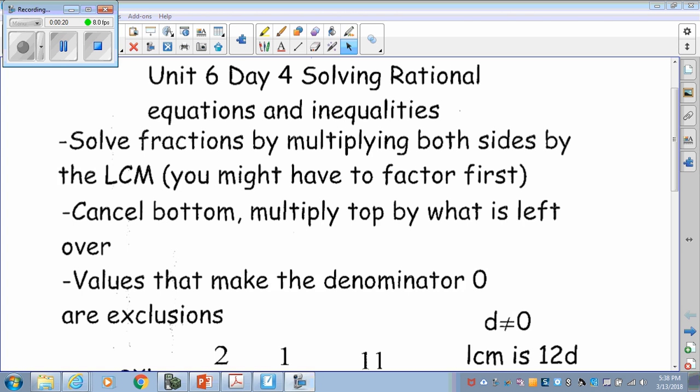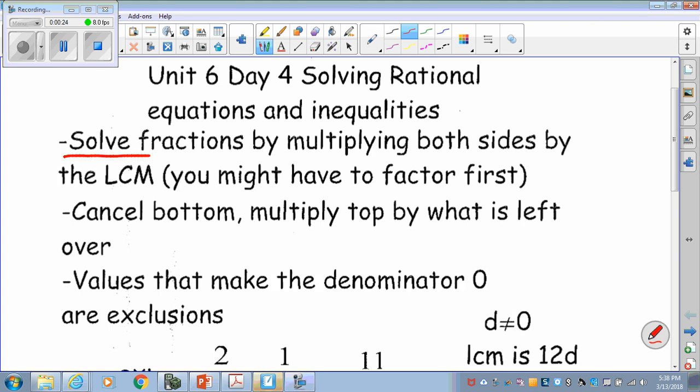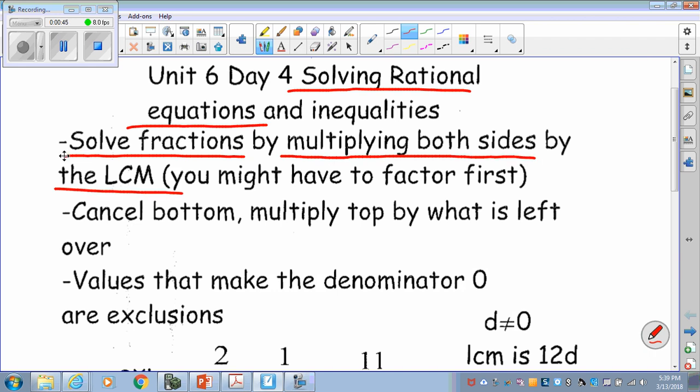So here we go. If we want to solve a rational equation, so you have fractions in your equation, basically what you do is you get rid of the fraction. You make that fraction go away. You don't want to solve equations that have fractions. And how do you get rid of it? By multiplying both sides by the least common multiple, all right?